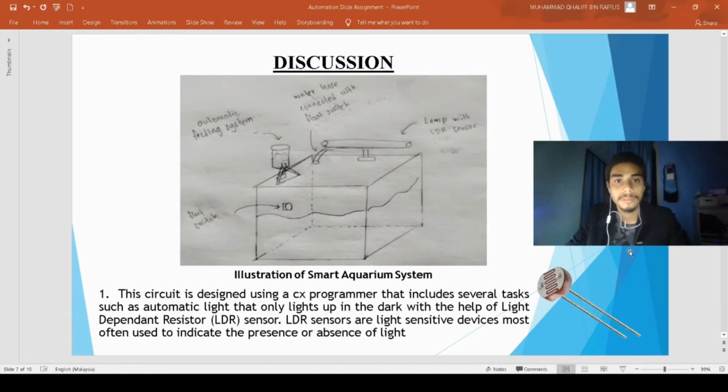Thank you, Saifullah. So I will continue with the discussion for our assignment. This circuit is designed using CX Programmer, which was taught by our lecturer. The program includes several tasks, such as an automatic light that only lights up in the dark with the help of a light dependent resistor, LDR, sensor. LDR sensors are light-sensitive devices most often used to indicate the presence or absence of light.